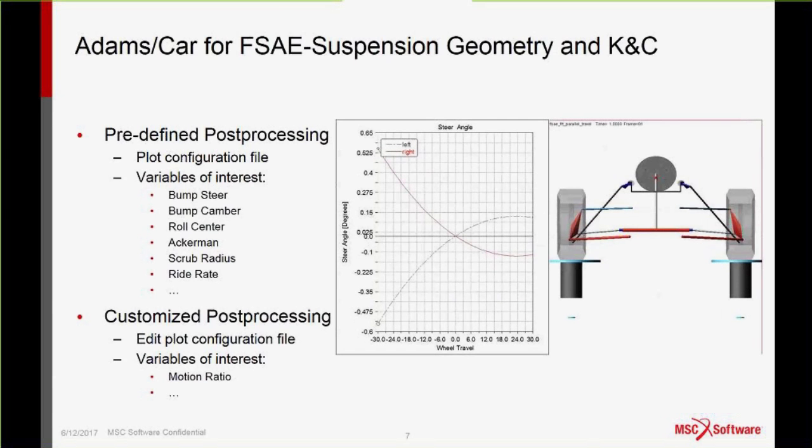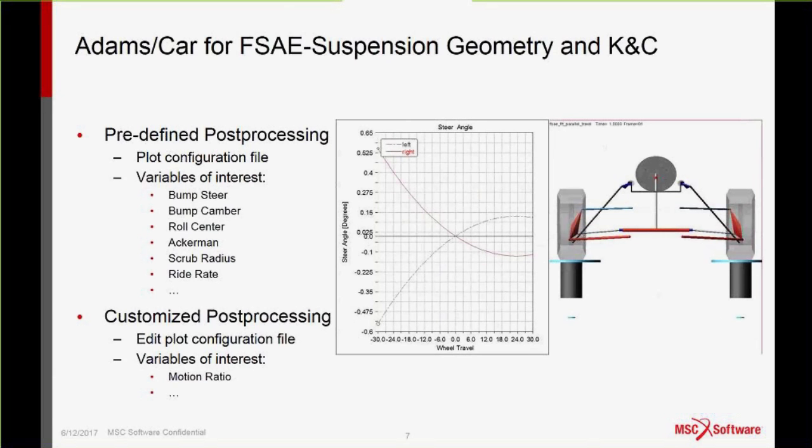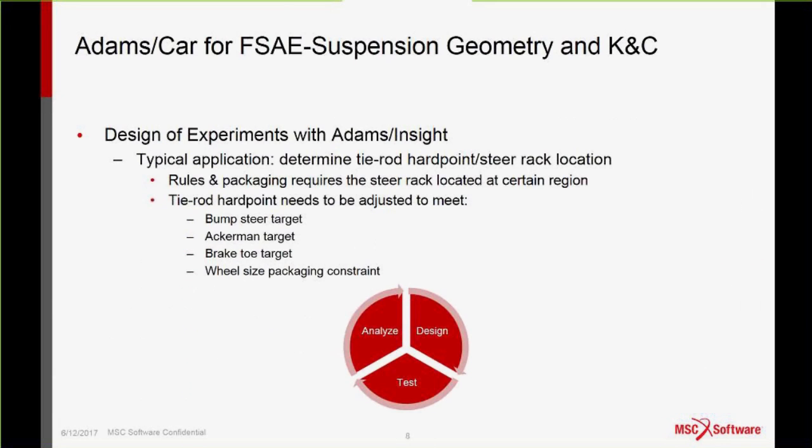And also you can customize the post-processing curves. For example, motion ratio is not a default result that we get out of Adams. You can actually define it, and the math is pretty simple. So you can include that in your plots, and every time you run a simulation, you can observe what your motion ratio is. So you set up the model, you test, you analyze the result, you do a few iterations, and then you probably have the front suspension at a very good ballpark.